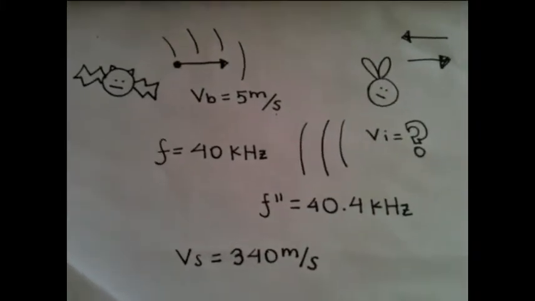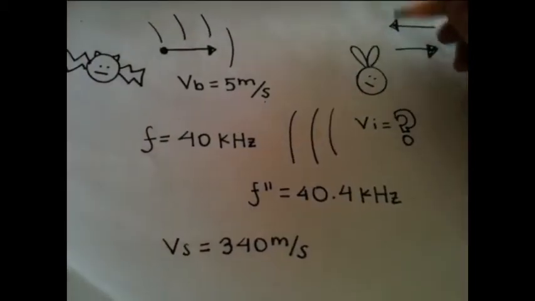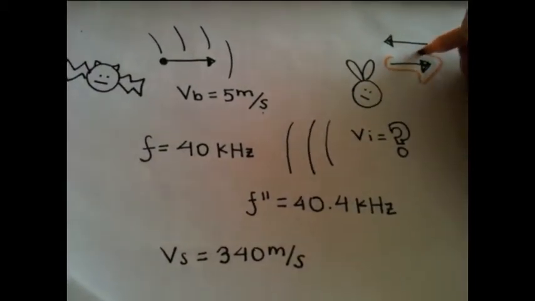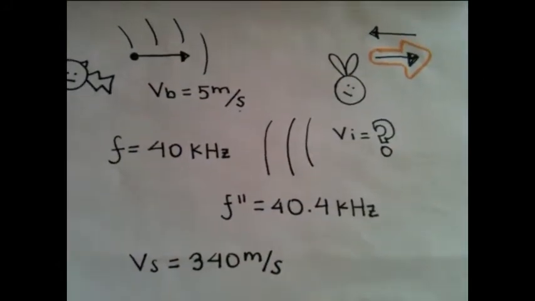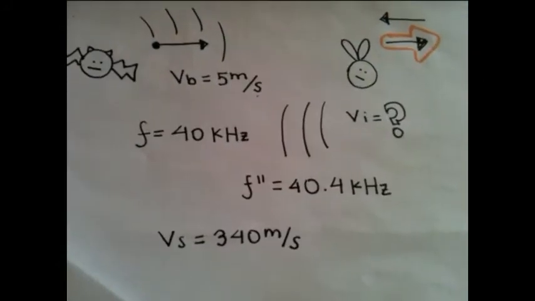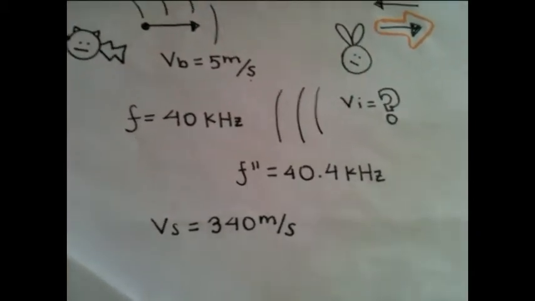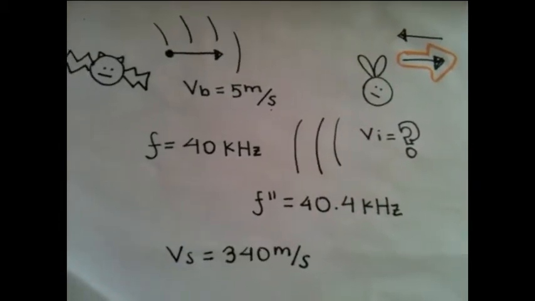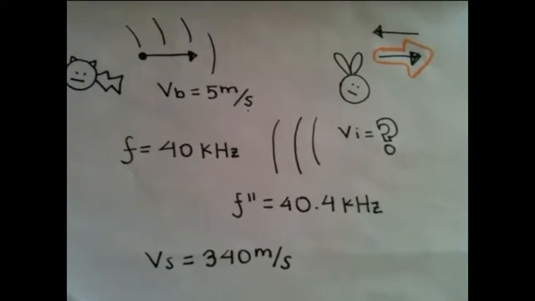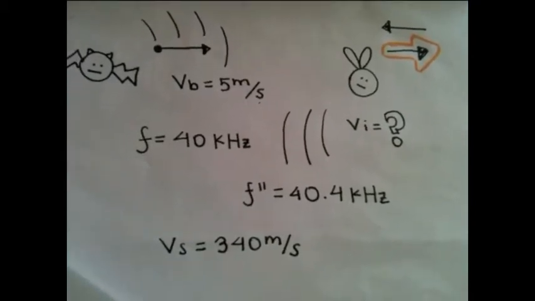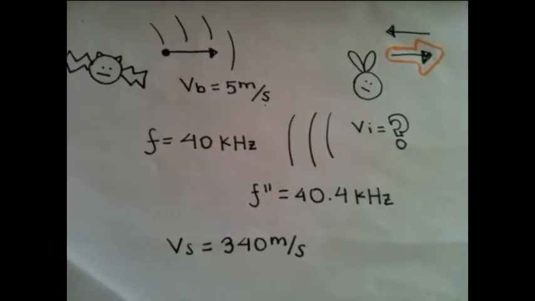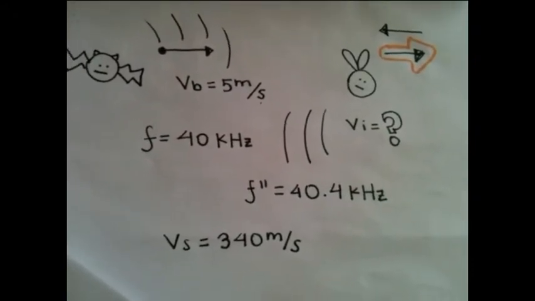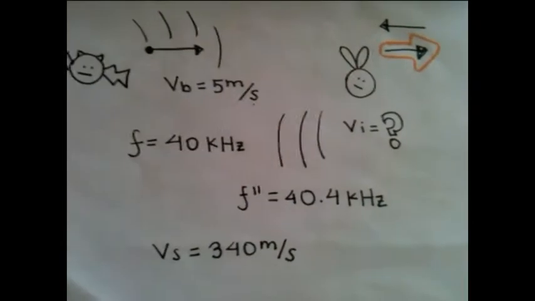For solving this problem, I am assuming that the flying insect is flying away from the bat. If you don't want to assume that, you can put positive signs, but at the end the velocity will give you a negative value, which means that the flying insect is flying away from the bat. In order to solve this problem, I divided it into two parts.